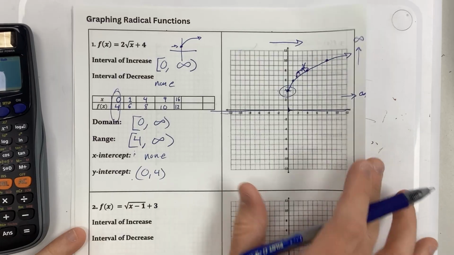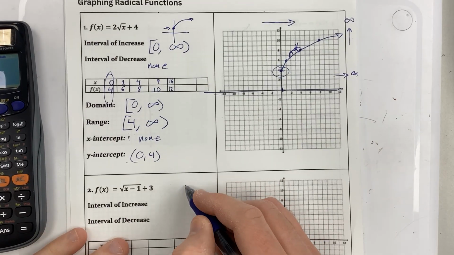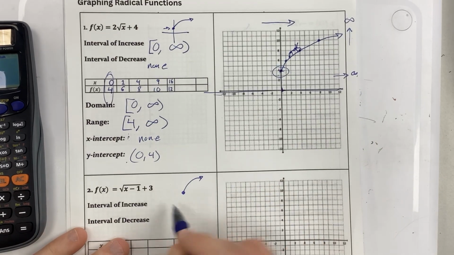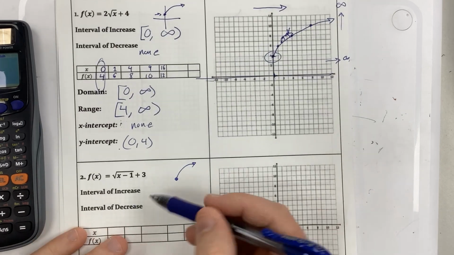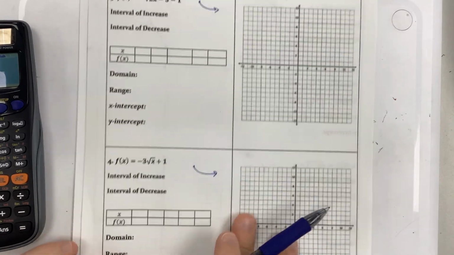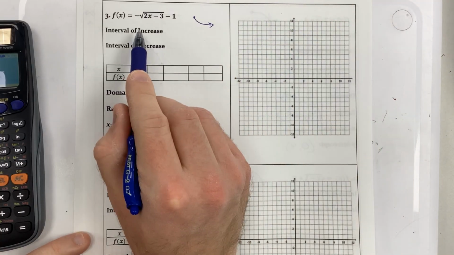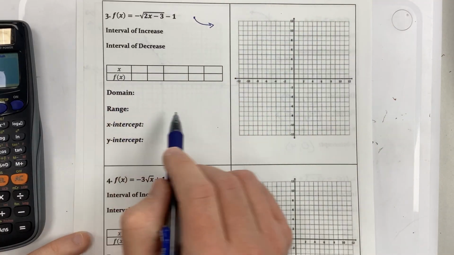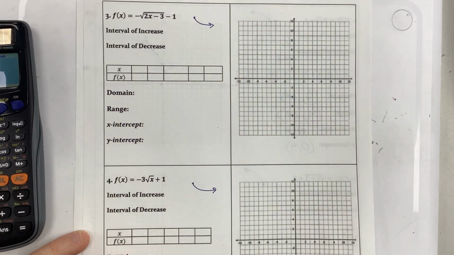The rest look very similar. I will just point out that this one will also look something like this, but its starting point will be to the right 1, and 3 up. And then these two will be curving down because of that negative. If you use Desmos, you'll see it better.